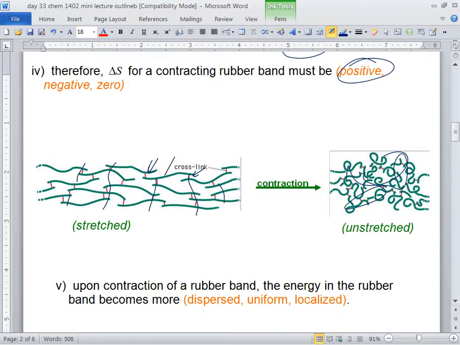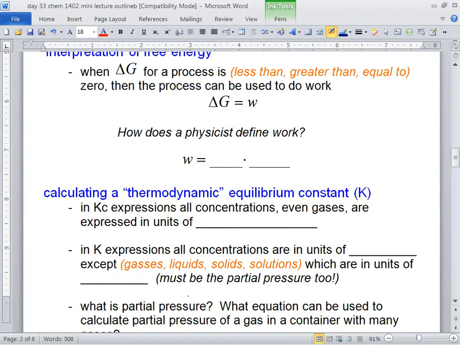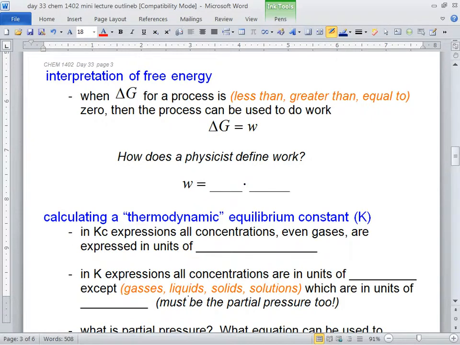Okay, so yeah, the energy ends up being more dispersed. So upon contraction of our band, the energy becomes more dispersed. We kind of already answered that. So, interpretation of free energy.